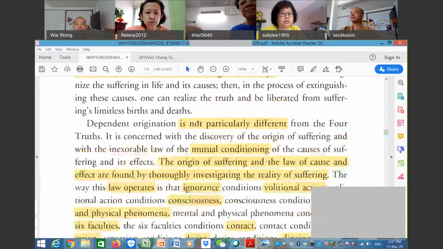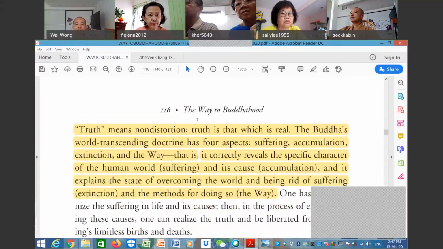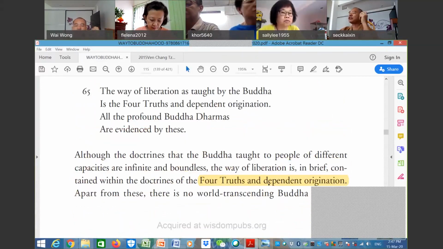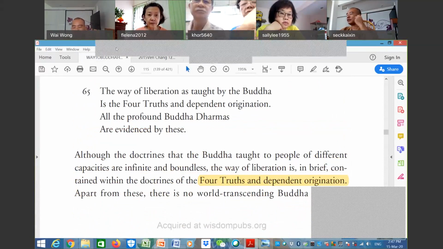Okay, let's take a look here. Now we try to explain the way of liberation, in brief contained within the doctrine of the four truths and the dependent originations. Basically, class, if you visit any Theravadin temple, once they introduce the meditation method, basically they will be based on dependent originations and the Four Noble Truths. I think Mr. Leong knows it very well. No matter which temple, as long as it is Theravada.